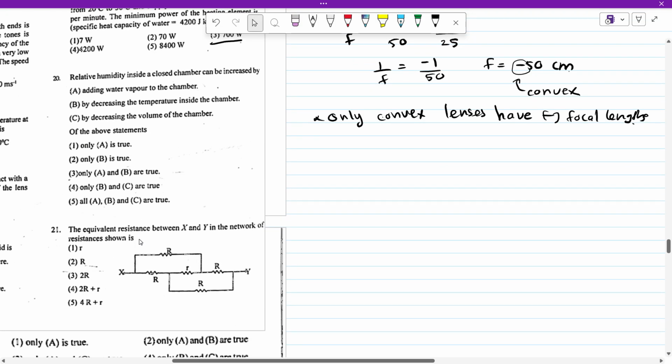Question number 20, our final question for today's session. Relative humidity inside a closed chamber can be increased by what? This comes under the lesson heat, under the section humidity. You'll be learning deeper concepts under the topics relative humidity, absolute humidity, and so on. Since this is a logical thinking based question, we don't need to deal with those equations here.